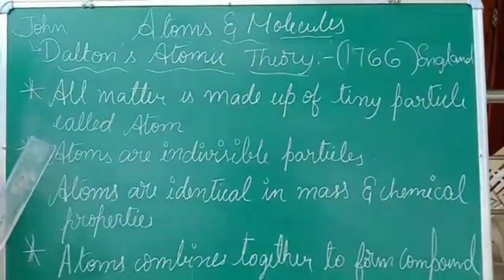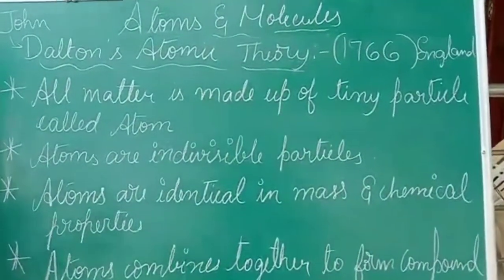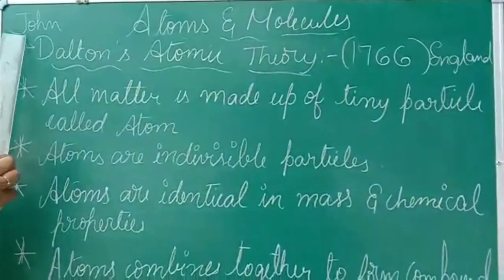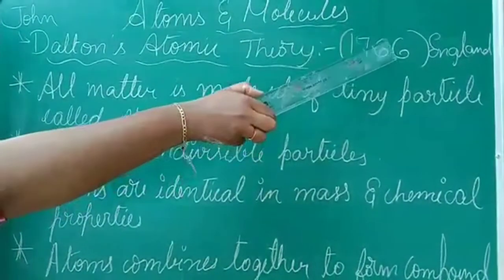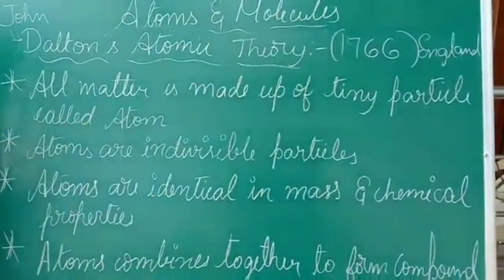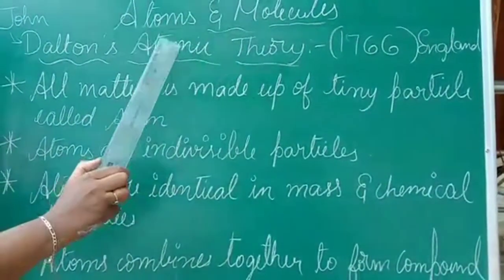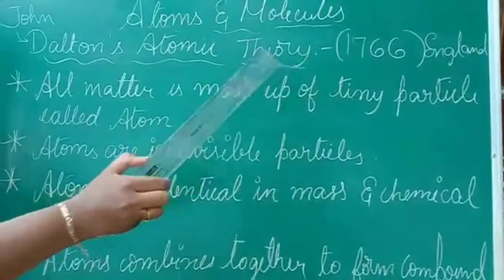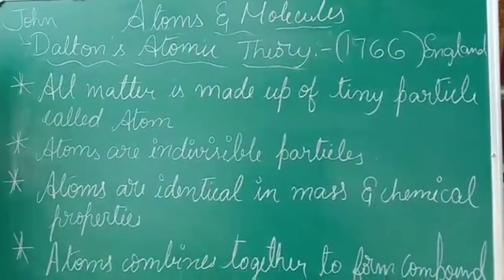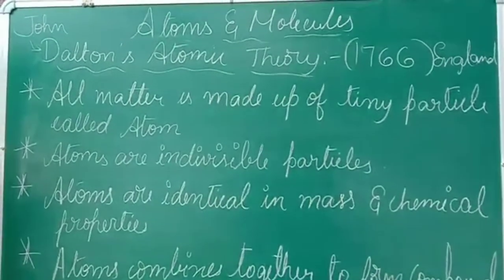Okay, so this might be asked for 1 mark. Remember his name, the birth year, and the place where he was born. The name of the chemist is John Dalton, and he was born in the year 1766 in England. He put forth a theory, that is atomic theory. This is called Dalton's atomic theory, and these four are a few of the postulates of Dalton's atomic theory, which is a very, very important question.